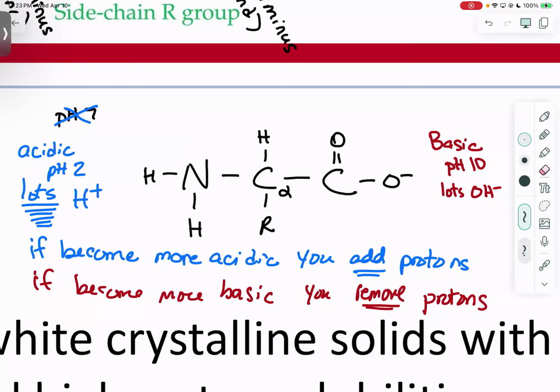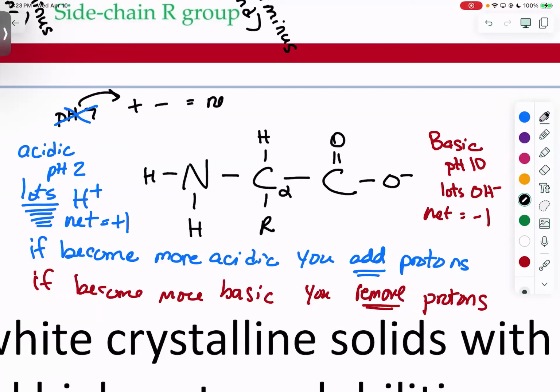So in my basic solution, my net charge would be -1, whereas in the acidic, the net was +1. But at pH 7, it was neutral because we had a plus and a minus, which give us neutral net charge. So it's just important to know that depending on the pH, you can change the protonation state of a protein. It controls a lot.